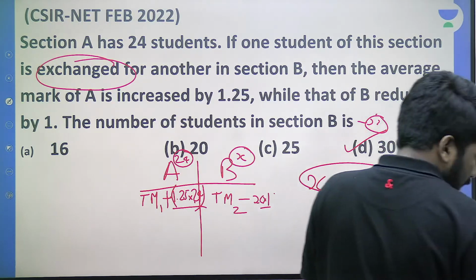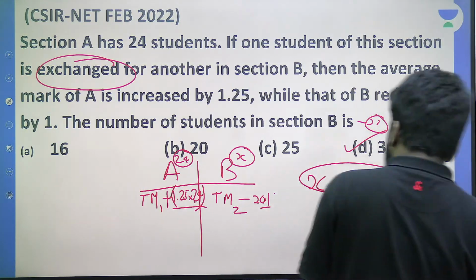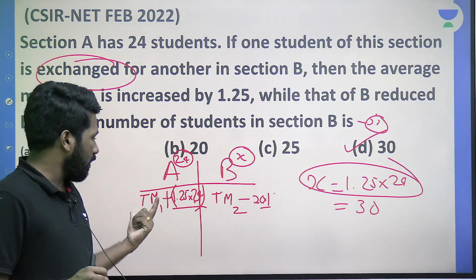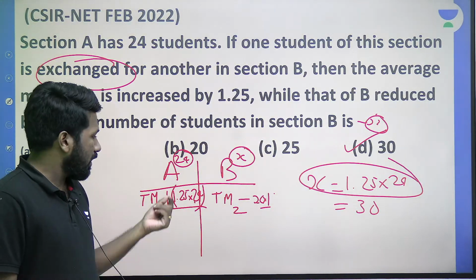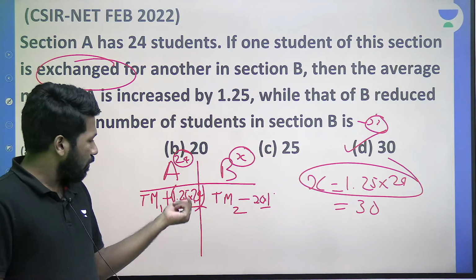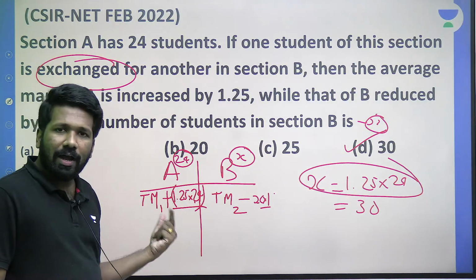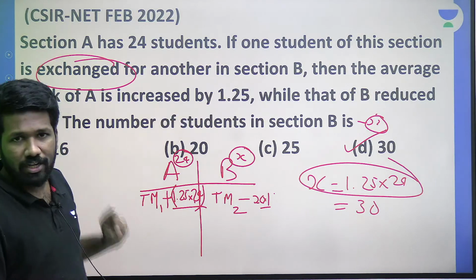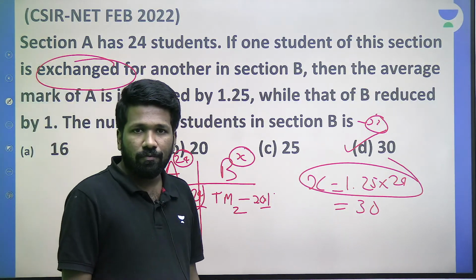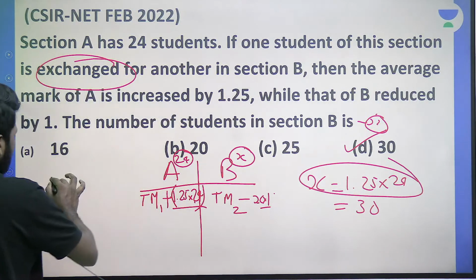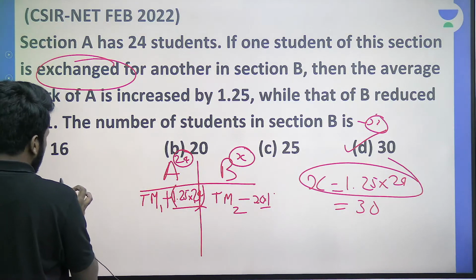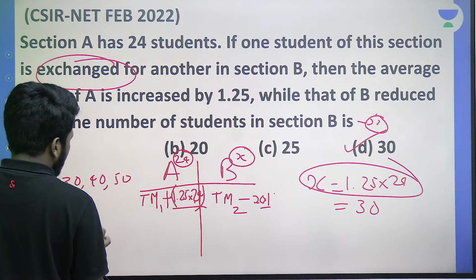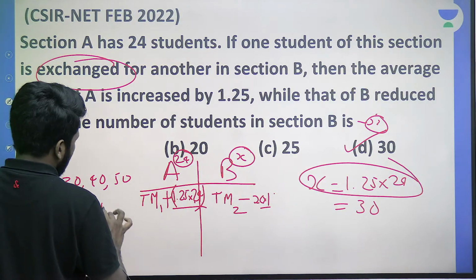Table. Harini, the table is very simple. I am thinking that A's total mark is a value, and because of this one exchange, an addition of 1.25 into 24 is happening to that total mark value. Why 1.25 into 24? Average mark is increased by 1.25. For example, look at a simple example. Forget about this question. For example, if 30, 40, 50, the average value is 40. Arithmetic mean is 40.